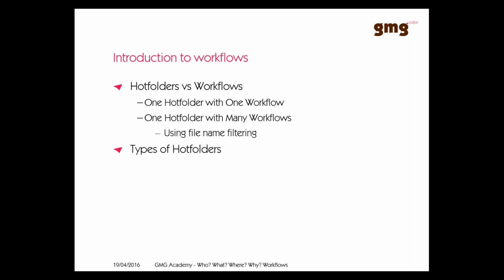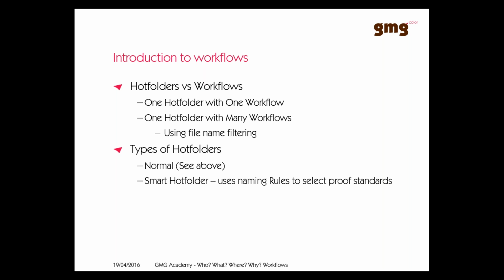Since Colorproof 5.6 we have several hot folder types. So we have a normal hot folder, as just mentioned above, and we have two new hot folder types additionally. One is the Smart Hot Folder. As you can see, it uses naming rules for the decision which proof standard is used for the file. The advantage here is that it reduces the number of workflows. So you only have one workflow for the usage with different proof standards instead of several workflows, one for each proof standard.